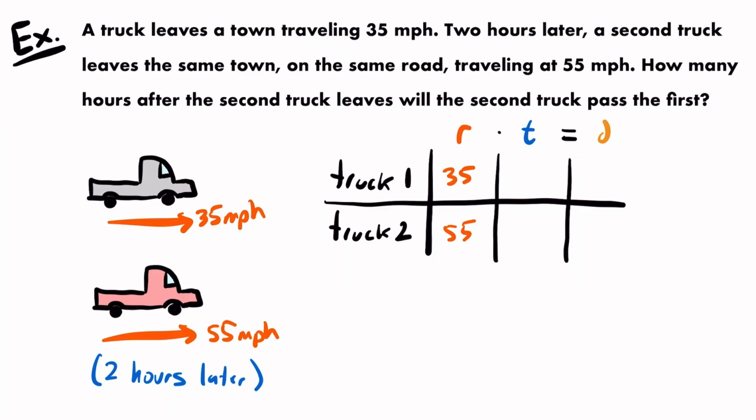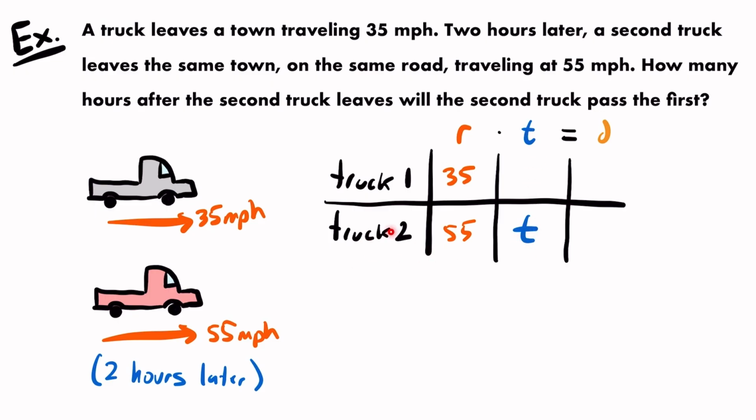Okay, and so what we're probably going to have to do here is assign a variable to the amount of time. But the amount of time for each of these trucks will not be the same because they start at different times. All right, so here's what I'm going to do. In this problem, what are we actually solving for? Well, we want to know how many hours after the second truck leaves will the second truck pass the first. So all of that is about the second truck. So I'm going to let the amount of time for the second truck be equal to t. Okay, I'm going to let that variable t represent the amount of time for truck 2.